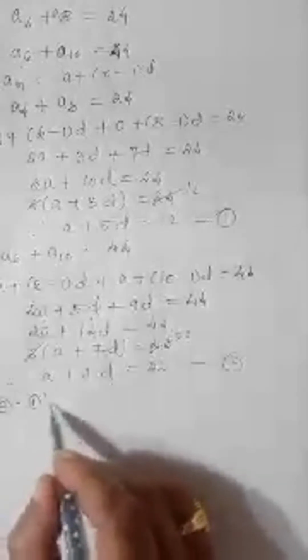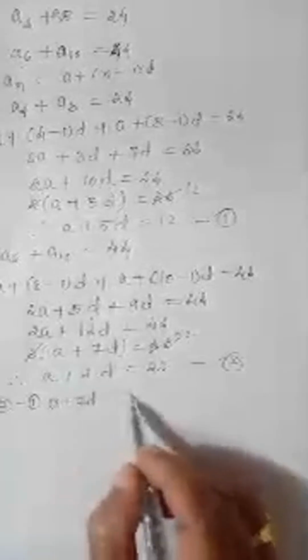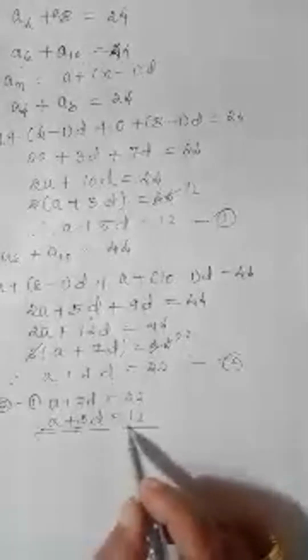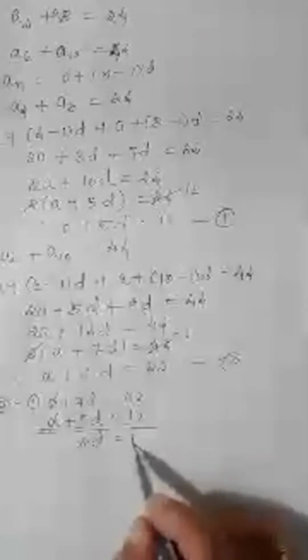So subtract 1 from 2. Very simple, 2 minus 1. Here I am going to subtract. a plus 7d is equal to 22. From that, I am going to subtract a plus 5d is equal to 12. By subtracting, a can be cancelled. Minus, minus, plus: a minus a cancels. 7d minus 5d, you are getting 2d. Here subtract 12 from 22, you are getting 10.